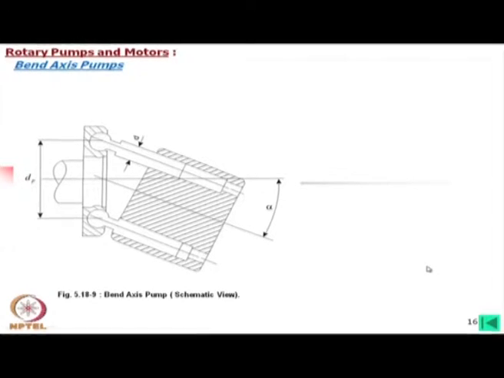Now, usually in the case of the swash plate type piston pump which I have discussed, the tilt angle alpha is normally around 20 degrees, precisely 21 degrees is a commonly used good value, but that is the maximum. We cannot make it more.